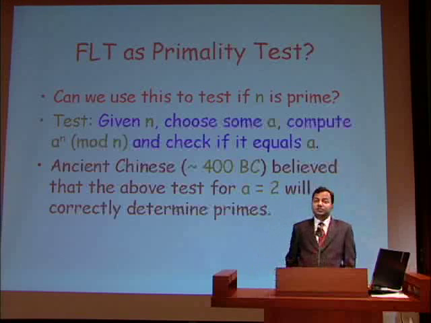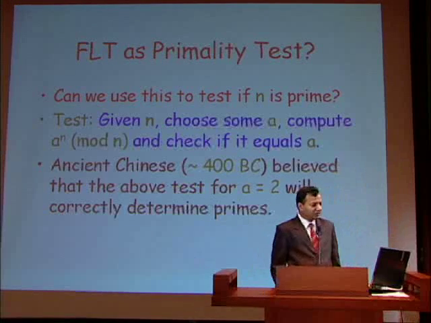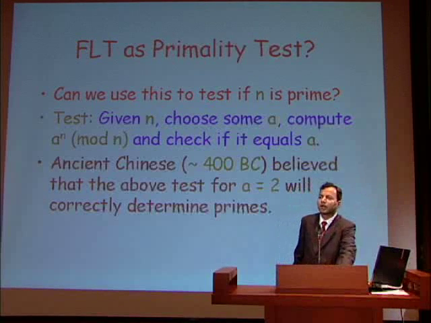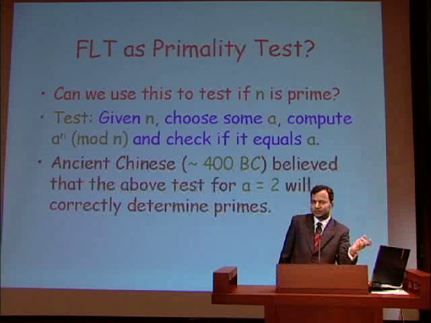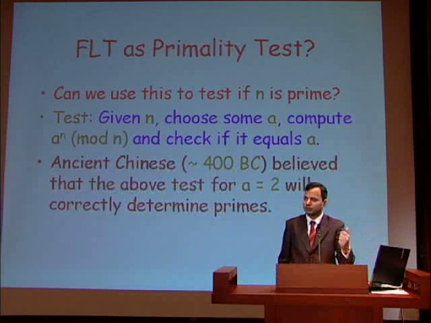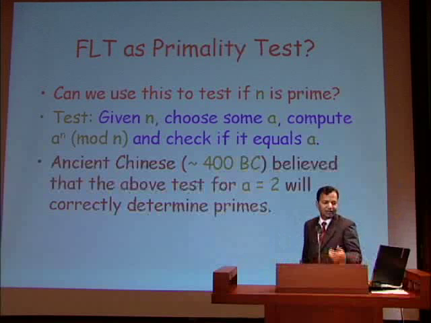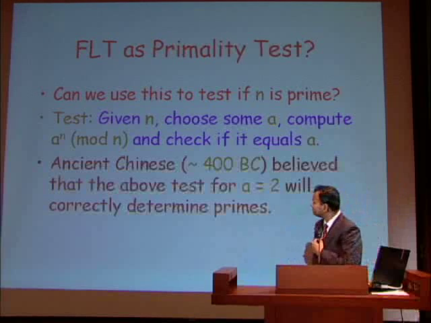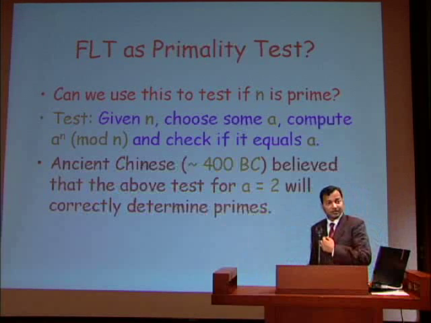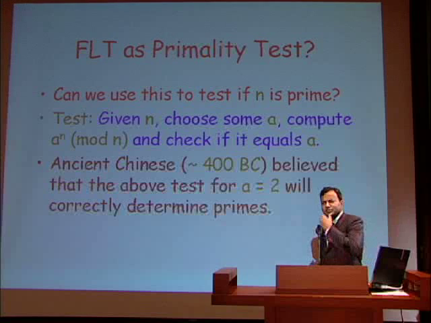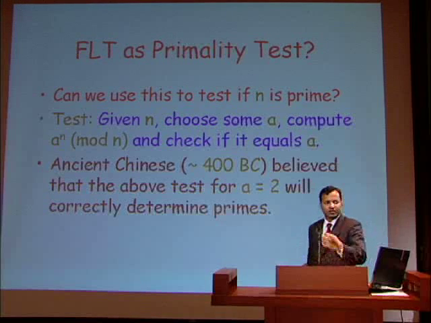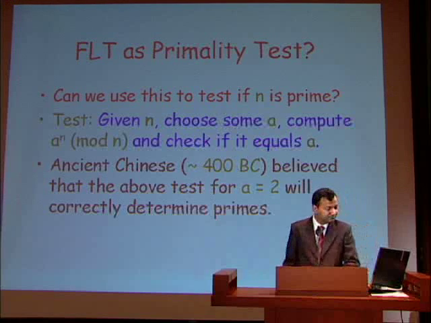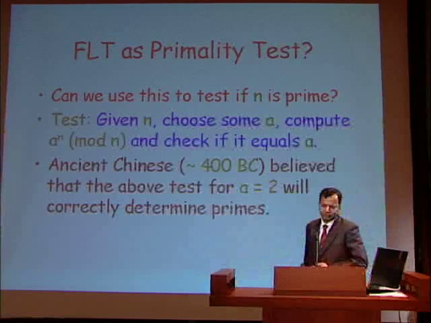Right, so apart from its seemingly magical properties, we can also hope to use it as a test for primality. Because this theorem says if n is prime, then it satisfies this property. So what about the following test? Given n, let's choose some a, compute the nth power of a modulo n, and check if it equals a. If it is not equal to a, then we know for sure that n is not a prime. If it is equal to a, then perhaps you can conclude that n is prime. So let's just define our test in this way.